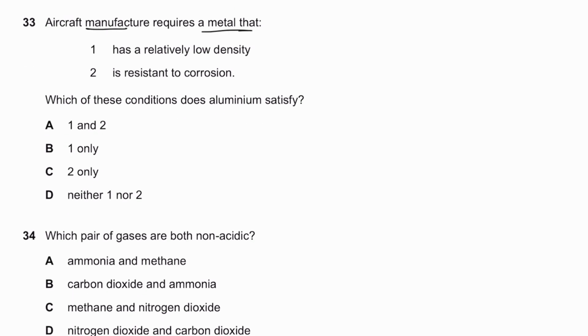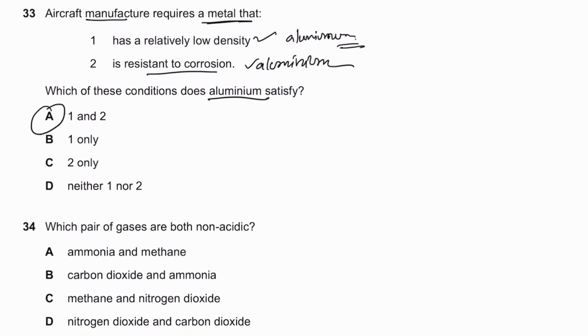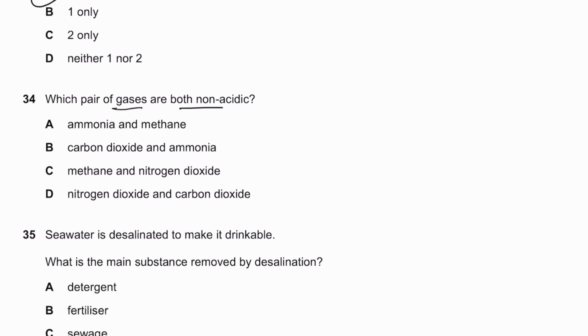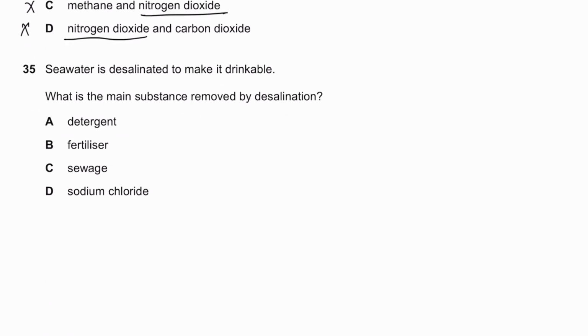Aircraft manufacture requires a metal that has relatively low density, which can be aluminium, which is also fairly unreactive and resistant to corrosion. Which of these does aluminium satisfy? Both 1 and 2. Which pair of gases are both non-acidic? So ammonia and methane. No, these are alkaline, and if we talk about methane, it is also not acidic. Carbon dioxide, no, this is an acidic gas. Nitrogen dioxide is also an acidic gas. So the only option is A.